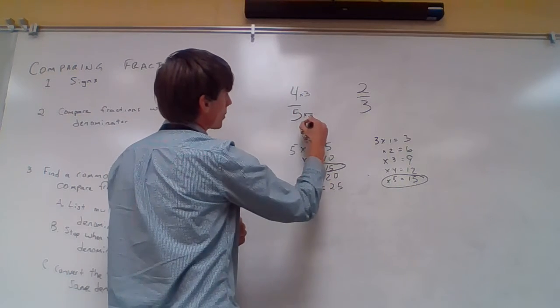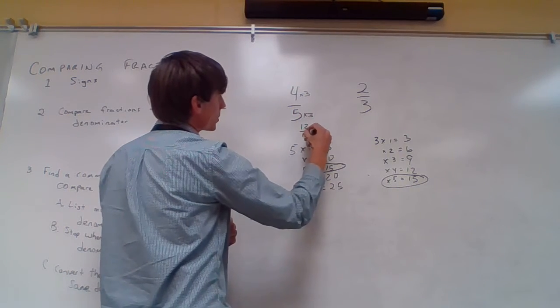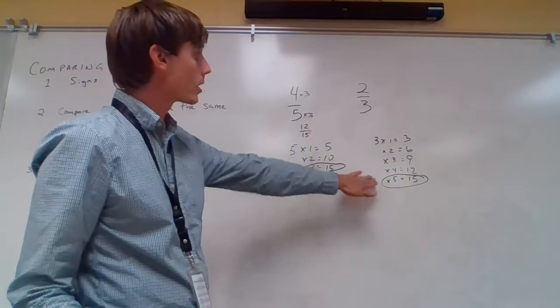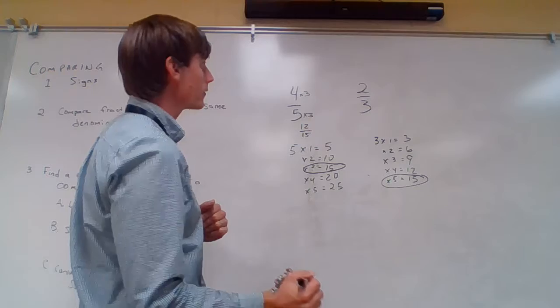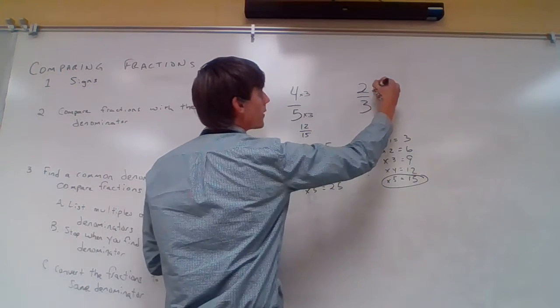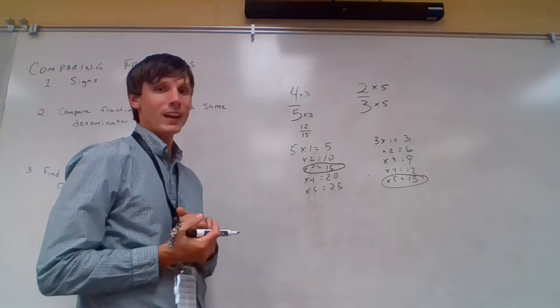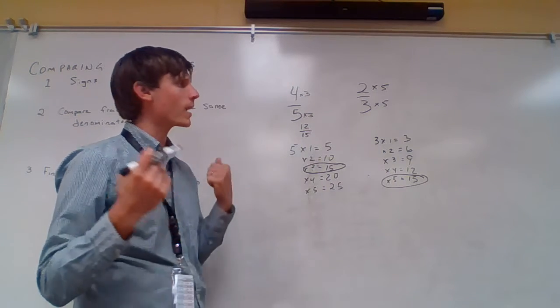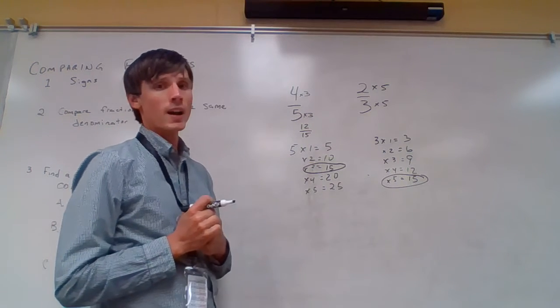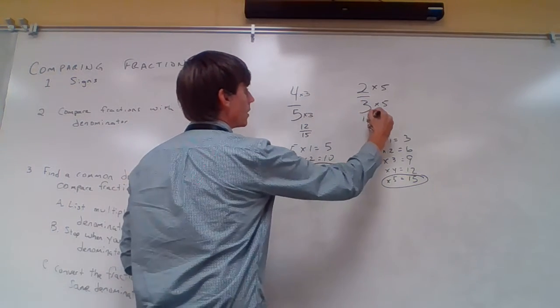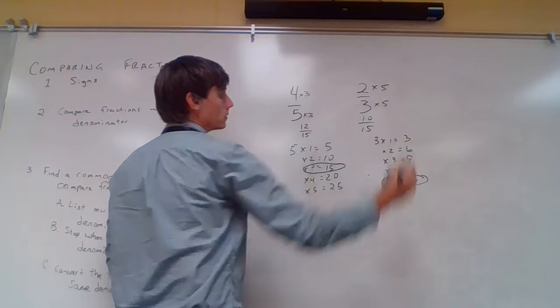Right? So 4 times 3 is 12. 5 times 3 is 15, as we said. We get 12/15. Okay. Our 2/3, we see you have to multiply by 5. So we multiply by 5. Again, multiply numerator and denominator because we're really just multiplying by 1. 5 over 5 is 1. So 2 times 5 is 10. 3 times 5 is 15.